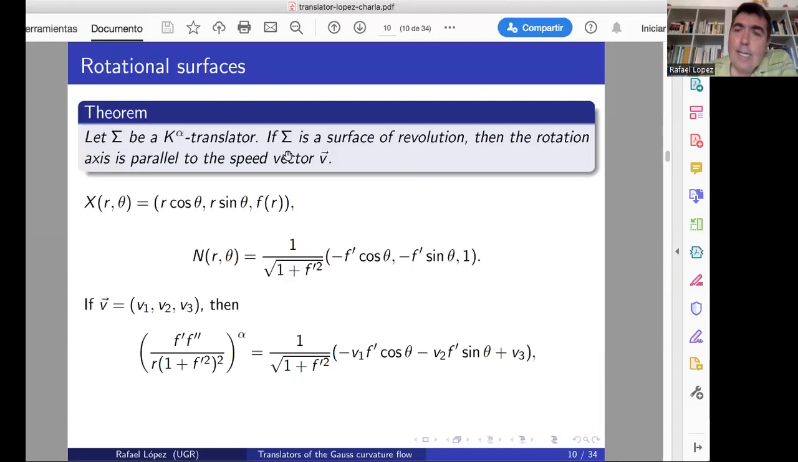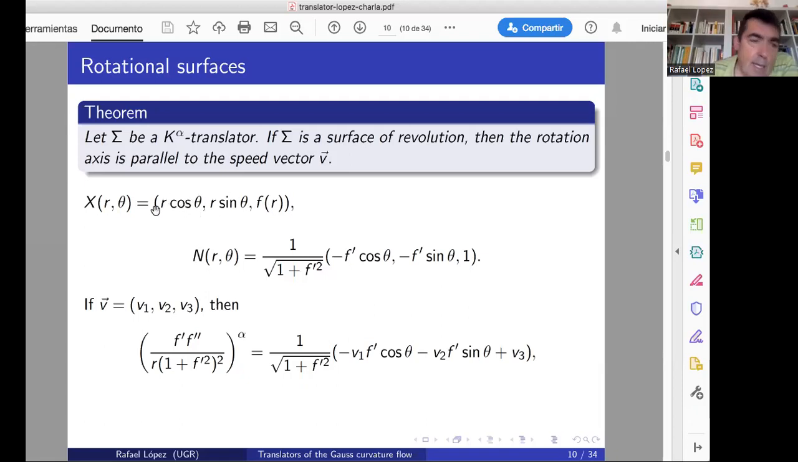One problem when you consider solitons of the Gauss curvature flow, the mean curvature flow, is about the speed vector. Of course, after a rigid motion of the space, you can fix the vector v. But if you consider surfaces of revolution, the axis has, a priori, no relation with the speed vector. Then the first result says that v must be parallel to the rotation axis. The proof is easy.